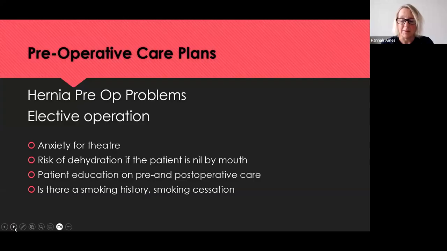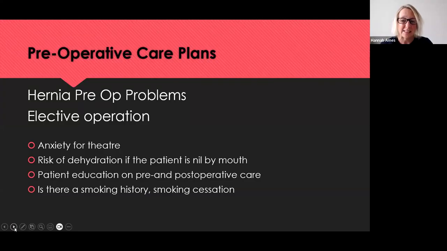So they might be anxious for theatre as well, so that's a good care plan. I'm going to go through that one with you. They are going to be nil by mouth in preparation for theatre, so again, that risk of dehydration is appropriate. We can also do patient education around this as well for pre and post-operative care.